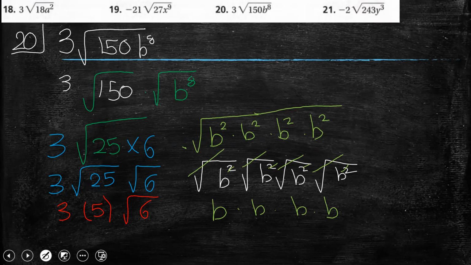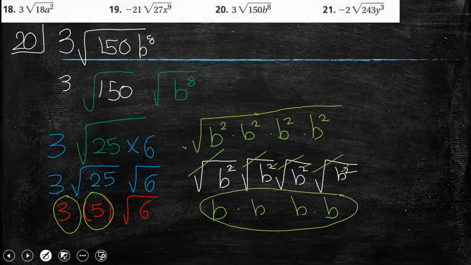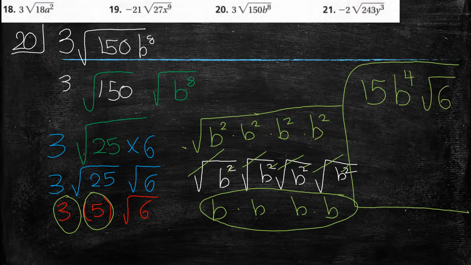Then I will simplify it. How? I will gather now the numbers without a square root, with the variable without square root. We have 3 times 5, which is 15. Then, how many b's do we have? We have 4 b's, so we write b to the power 4. Then square root of 6. Is it clear? Yes.